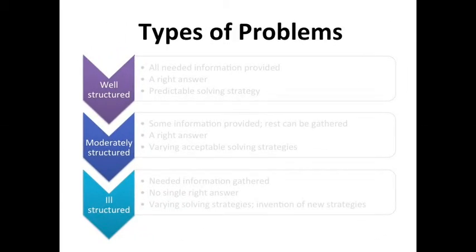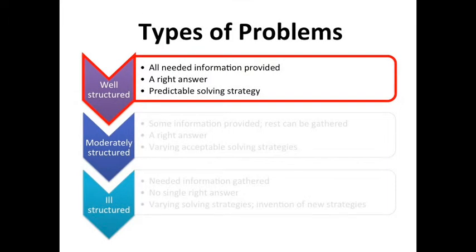Problems vary in the amount and way that they are structured. This structural variability is thought of as a continuum, from well-structured to moderately structured to ill-structured problems. Well-structured problems typically provide all of the needed information to the solver, and solutions converge to a single right answer. The strategy for solving the problem is usually quite clear and predictable.